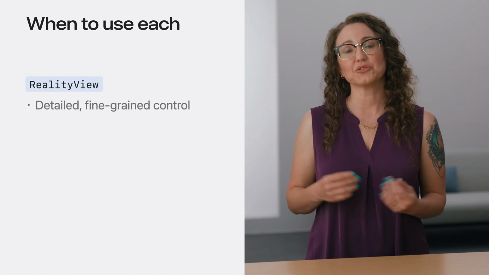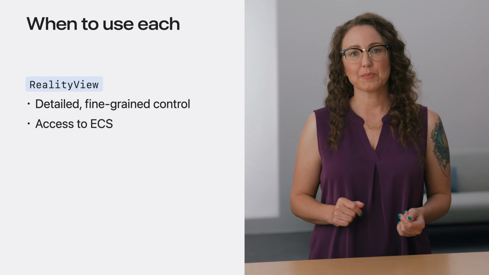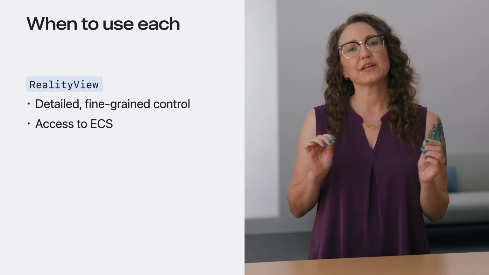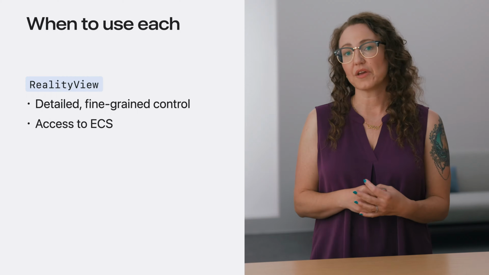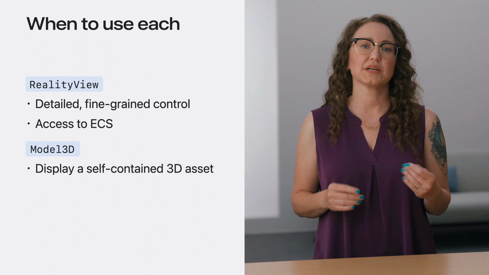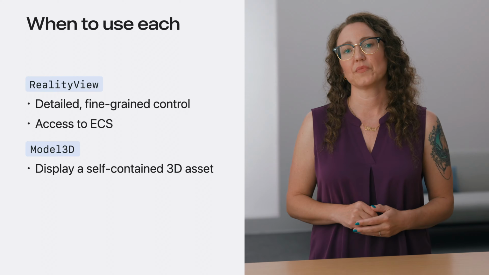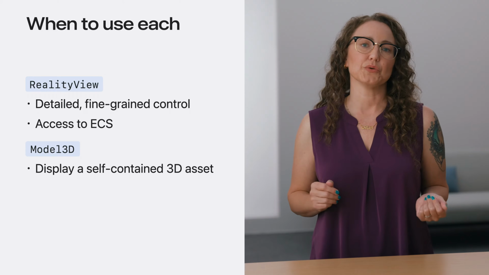RealityKit is great for detailed creation like this. If you're making a game or play-oriented experience, or need fine-grained control over the behavior of your 3D content, choose RealityView. On the other hand, use Model 3D to display a self-contained 3D asset on its own. Think of it like SwiftUI's image view, but for 3D assets. Model 3D's new animation and configuration catalogs let you do more with Model 3D. And if your design evolves and you need direct access to the entities, components, and systems, transition smoothly from Model 3D to RealityView using RealityView layout behavior.